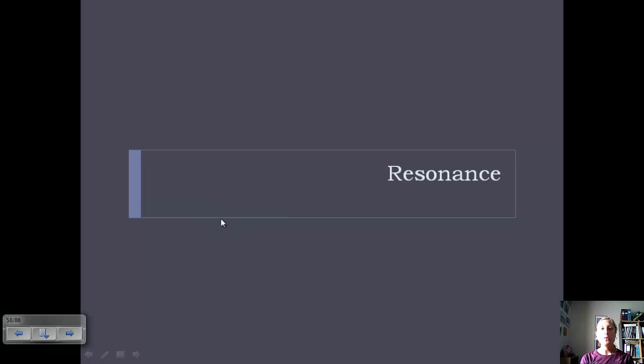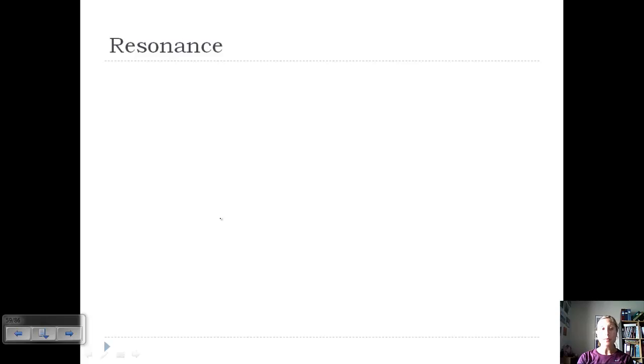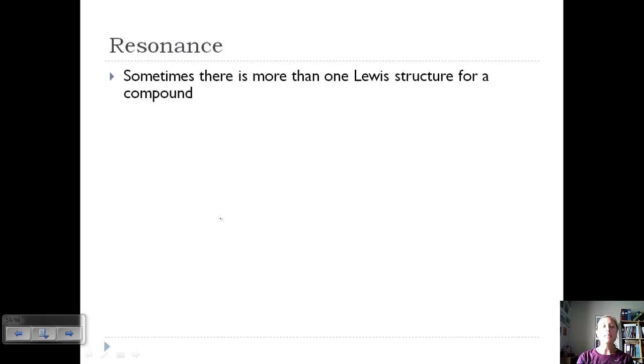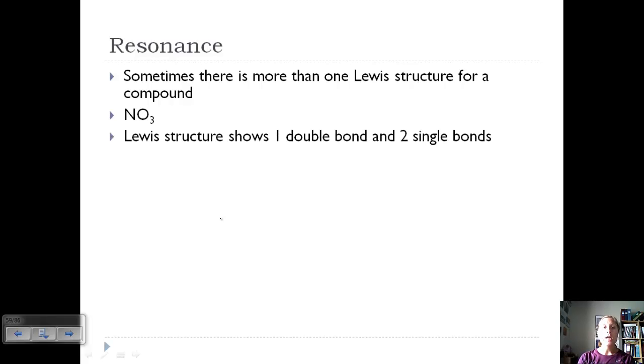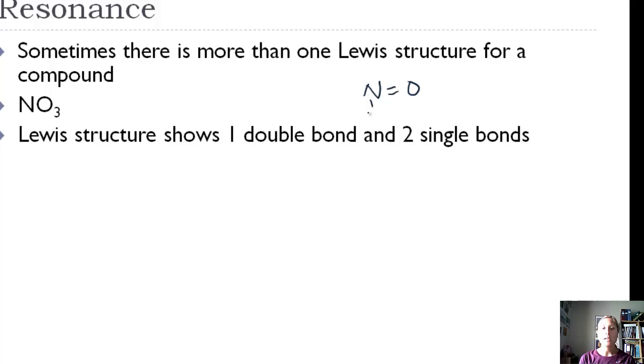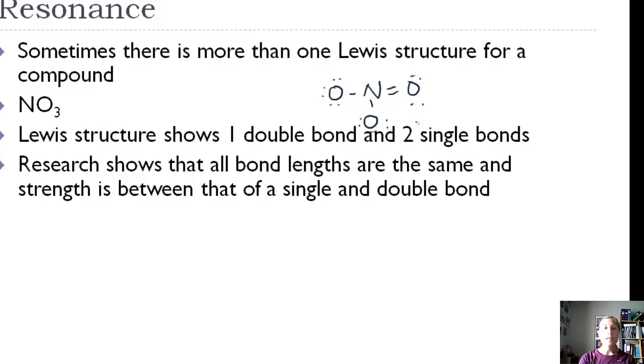So today we're going to continue with our unit on bonding and talk about resonance. We just finished talking about Lewis structures, and sometimes there's more than one Lewis structure for a compound. For example, if we looked at NO3, one Lewis structure shows one double bond and two single bonds. If we do that real quick, we'll end up with something that looks like this, and then some lone pairs. Okay, and that's one form of the Lewis structure.